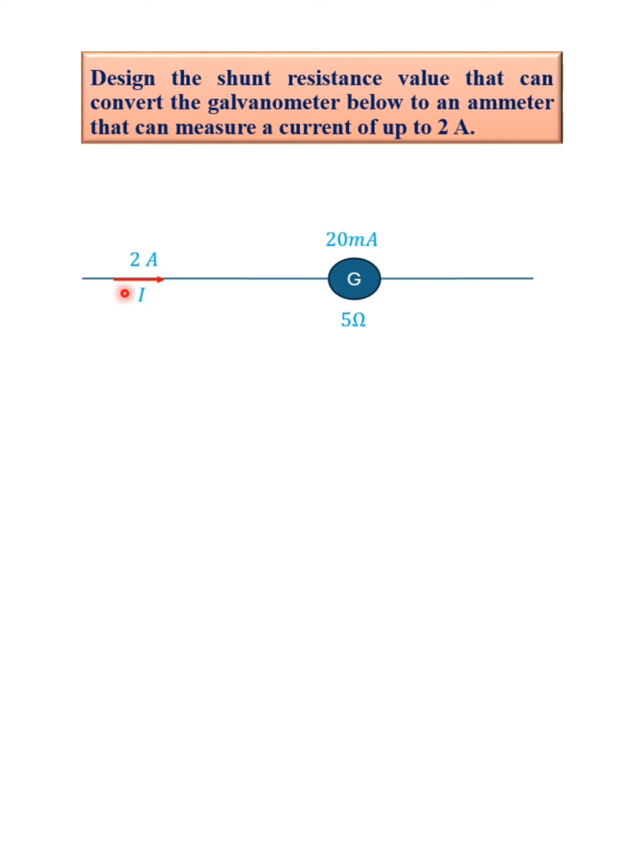So we want a current of 2 ampere to flow through this circuit and be measured by this galvanometer of 20 milliampere and resistance of 5 ohms. To do that, we need to connect what we call a shunt resistance across this galvanometer. This is what I mean. You connect a resistor known as the shunt in parallel to the galvanometer, and it is the value of this shunt that we are calculating, the shunt resistance. If you can get the value of the shunt resistance correctly, it will be able to measure a current of 2 ampere flowing through this galvanometer.